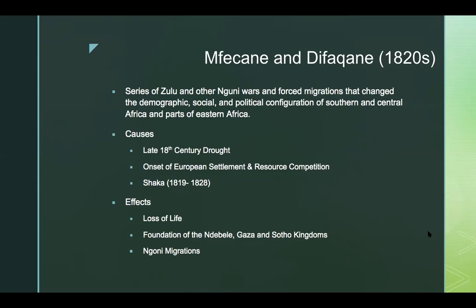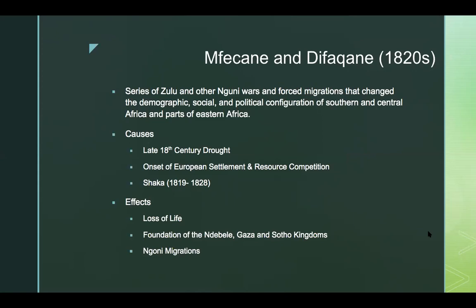The Gaza Empire, which was established in modern-day Mozambique as well, under the leadership of Soshangane. Then the Sotho Kingdom, which was established under the leadership of Moshoeshoe, in modern-day Lesotho, and we'll talk about them as well. Then, of course, we spoke about the Ngoni migrations, which led to the establishment of the Jere Ngoni people in Tanzania, as well as the settlement of the Kololo people among the Lozi people in modern-day Zambia.